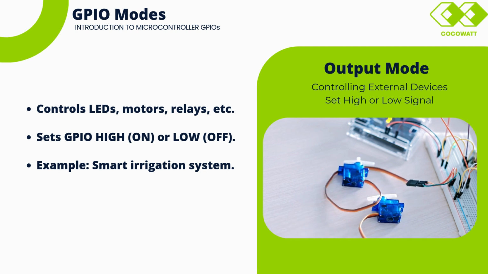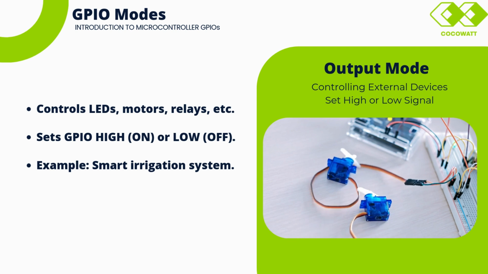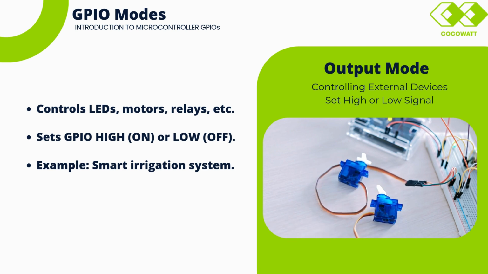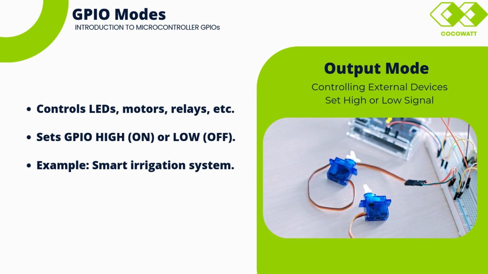The logic 1, which is high. This is like flipping a switch to turn on a light. In our example, the pump starts when the GPIO is high. Logic 0, which is low. This is like turning off the light.